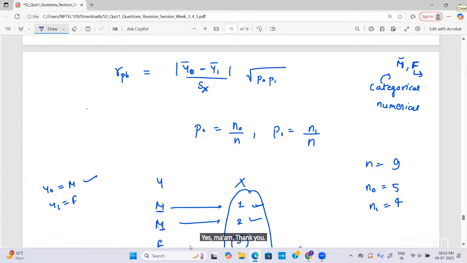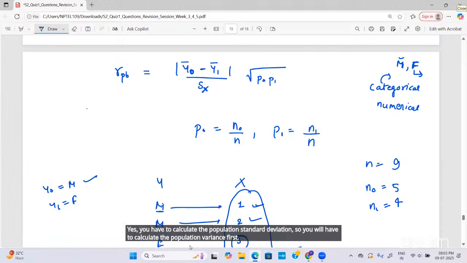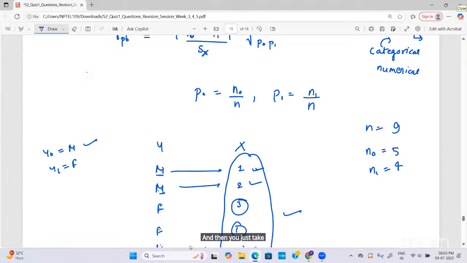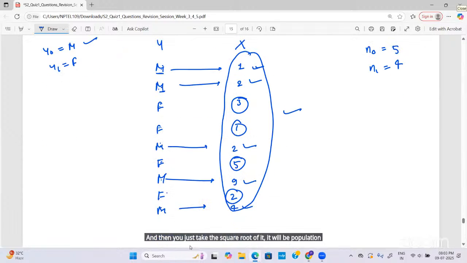Ma'am, how to calculate variance of this data? I mean, if we have to calculate a standard deviation, then we have to calculate first the variance. Yes, you have to calculate the population standard deviation, so you will have to calculate the population variance first. And then you just take the square root of it. It will be the population standard deviation.